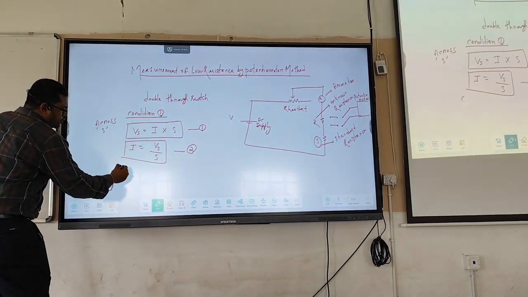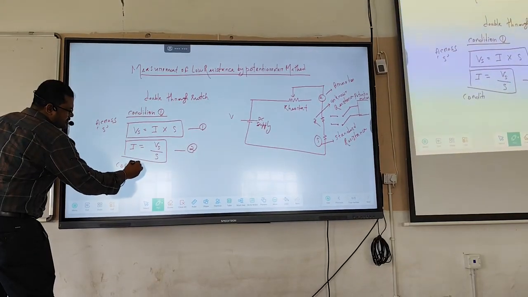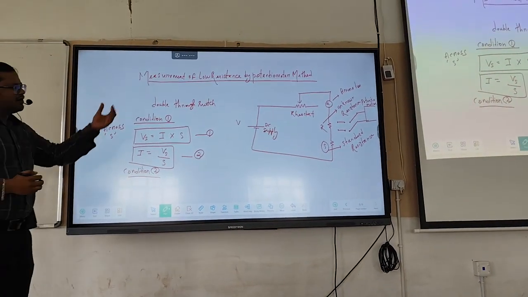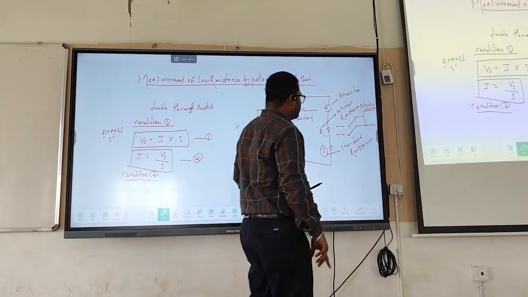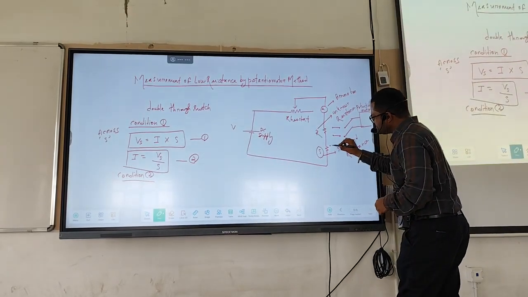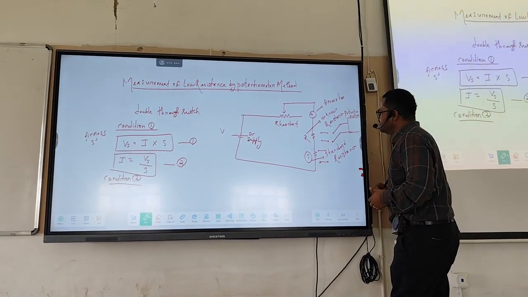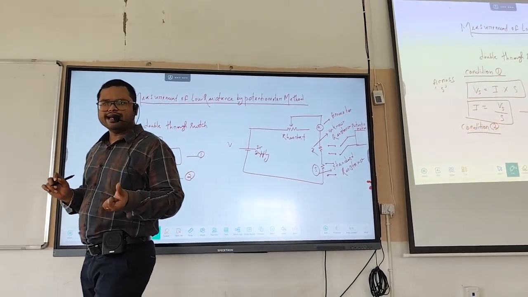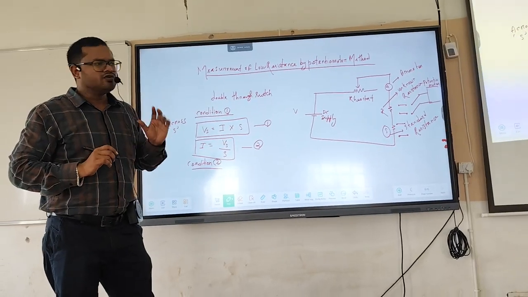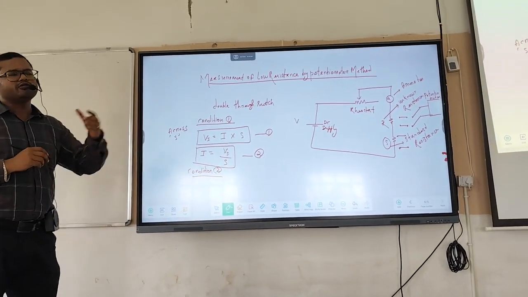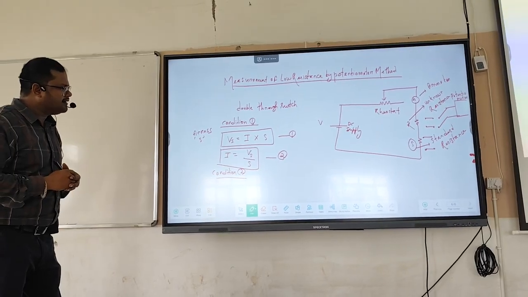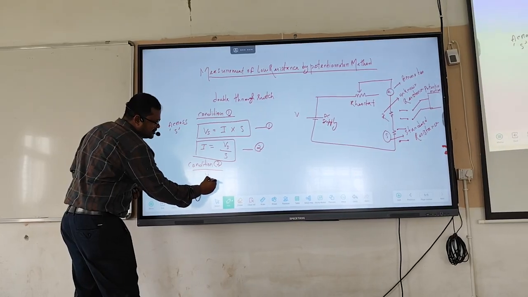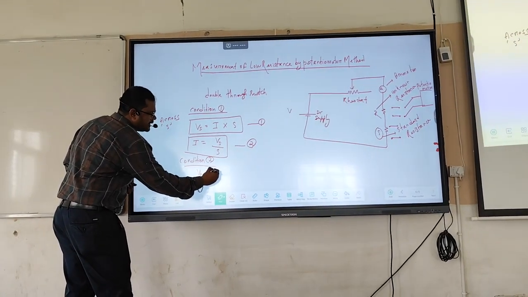For condition 2, because we are going to measure the unknown resistance, we change our switch. The switch is again connected, and I remains constant because we fixed I by varying the rheostat and the I is the same. In the second condition, when we measure the voltage across R, the voltage VR is equal to I into R.